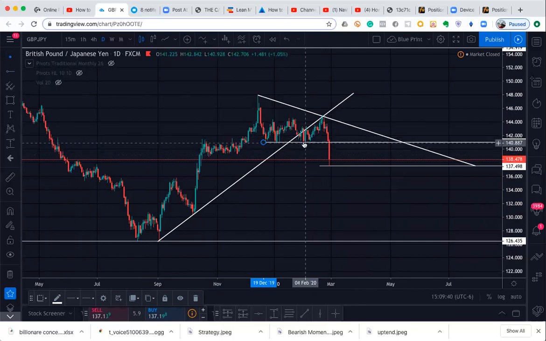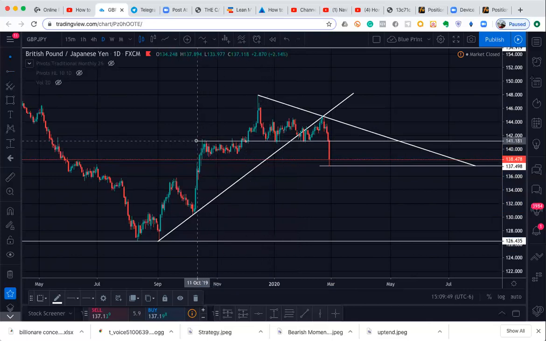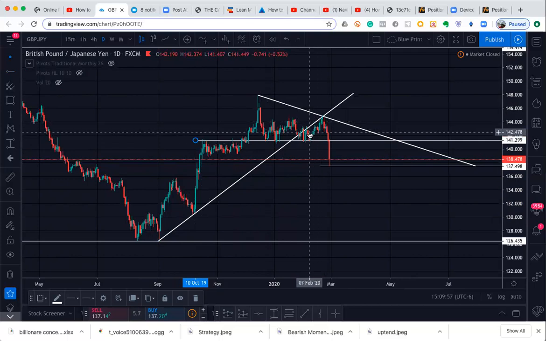But look, it sat right there. Why did it sit right here? Because the last time, this line right here, it held. It held. And so here, it held, but why didn't it go any further? Because it was attempting to make a higher high.